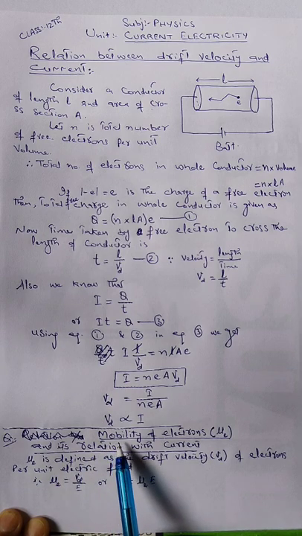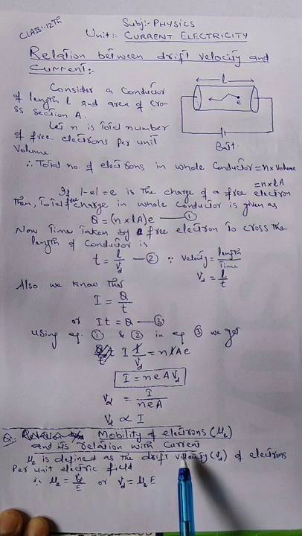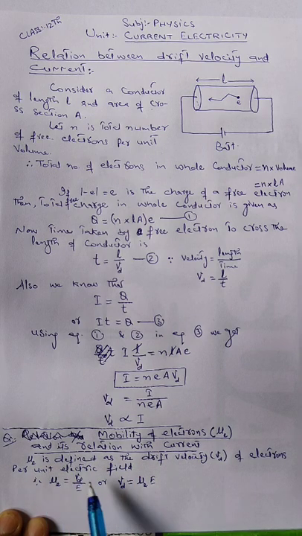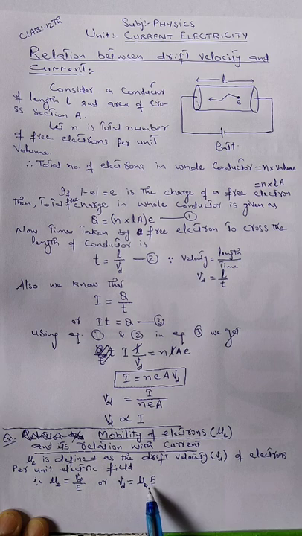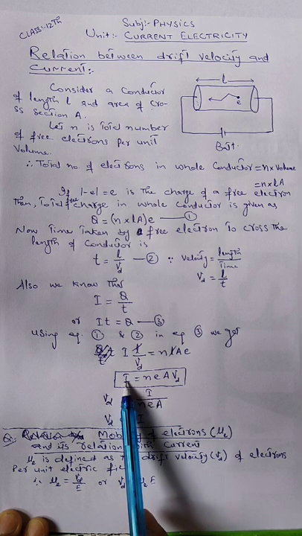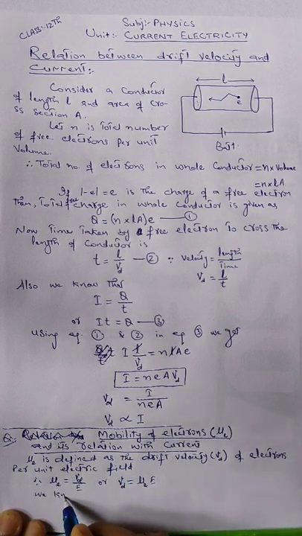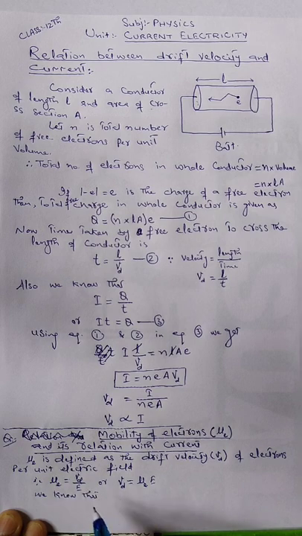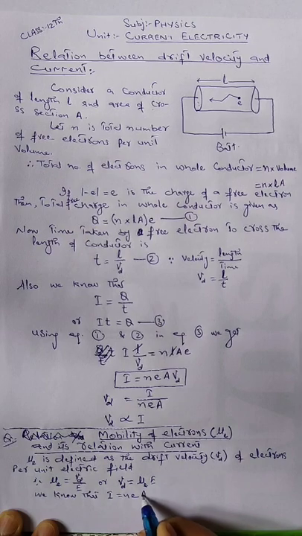Now here is the next topic. It is mobility of electrons, represented by mu e, and its relation with current. See, mu e is defined as drift velocity per unit electric field. Drift velocity of electrons per unit electric field. Or we may write Vd is equal to mu into E, right? So here we know the relation between current and drift velocity. What's the relation of current and drift velocity? That's I is equal to NEA Vd.